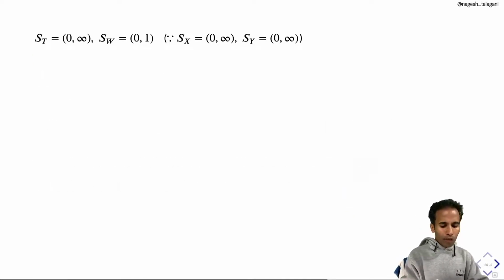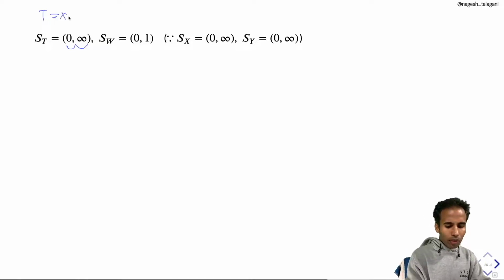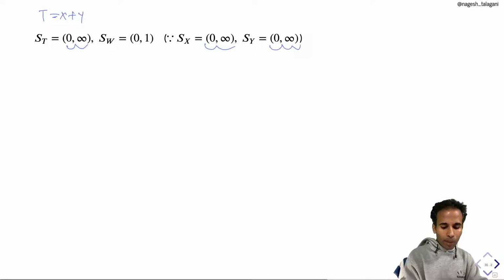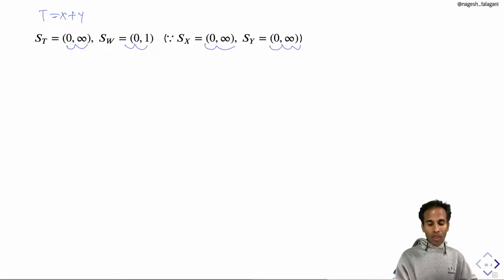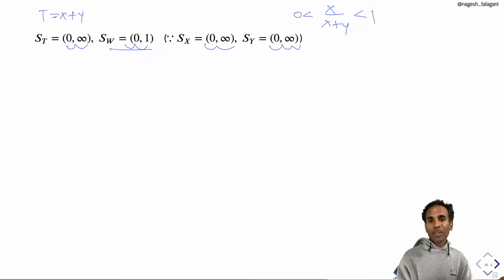Here the support of t is going to be the interval 0 to infinity, because what is t? t equal to x plus y, and x and y are gamma random variables. So the support of x is going to be interval 0 to infinity, support of y is going to be interval 0 to infinity. So obviously the support of x plus y must be again interval 0 to infinity. And the support of w is going to be interval 0, 1, because for x positive, y positive, x by x plus y value is always between 0 and 1. So that's why the support of w must be interval 0, 1.